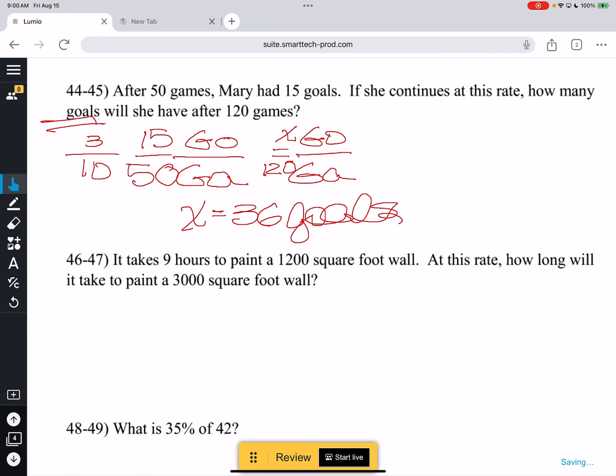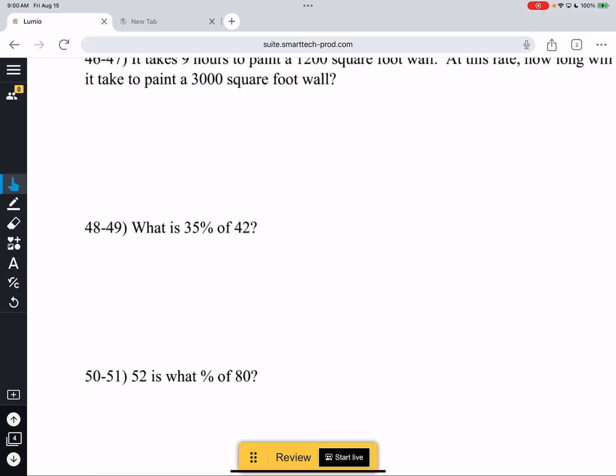All right, look at 48, 49. This is where we're starting. Y'all have done the is and of, which is one way, is over of. I do it a different way just because I'm that visual, but you'll get the same answer.